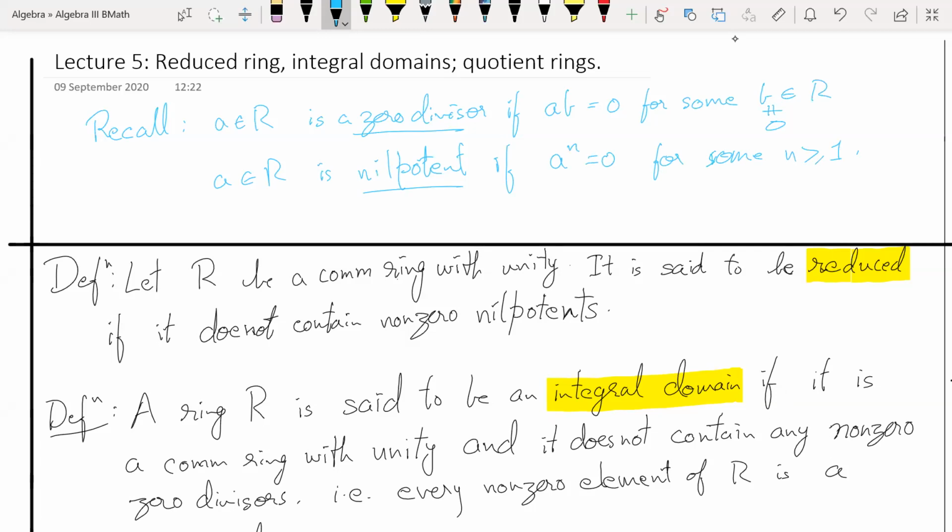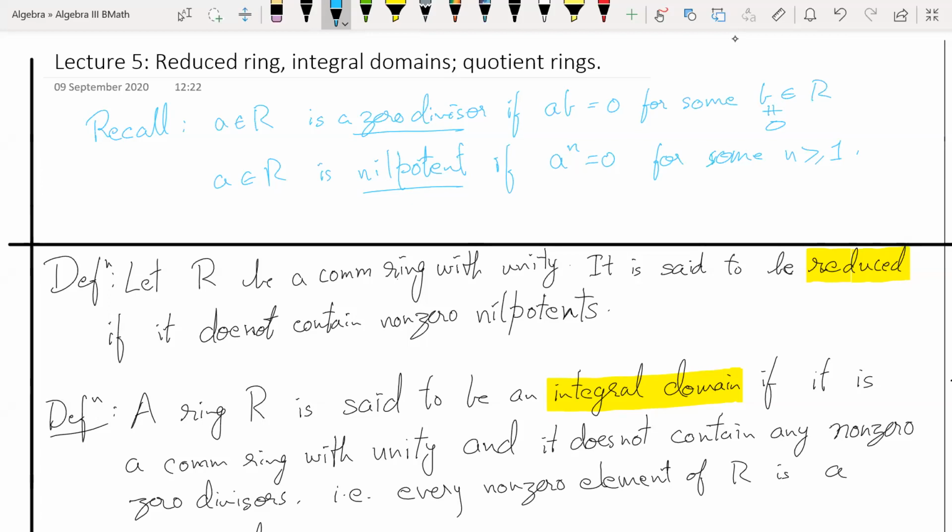So today we'll talk about reduced rings and integral domains. One should think of a zero divisor as a bad property, right? You are multiplying something and getting 0. Unless A is 0, that doesn't happen, for instance, in the ring of integers. Similarly, nilpotent is a bad property. So we want to define rings which don't have these bad properties. The first is reduced.